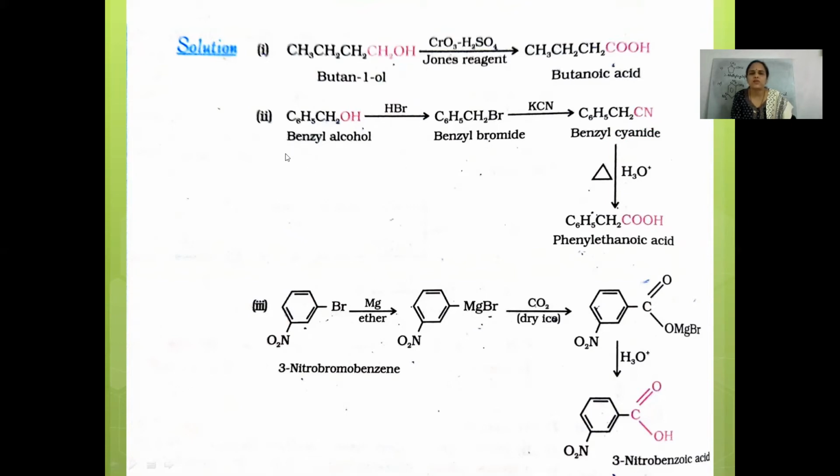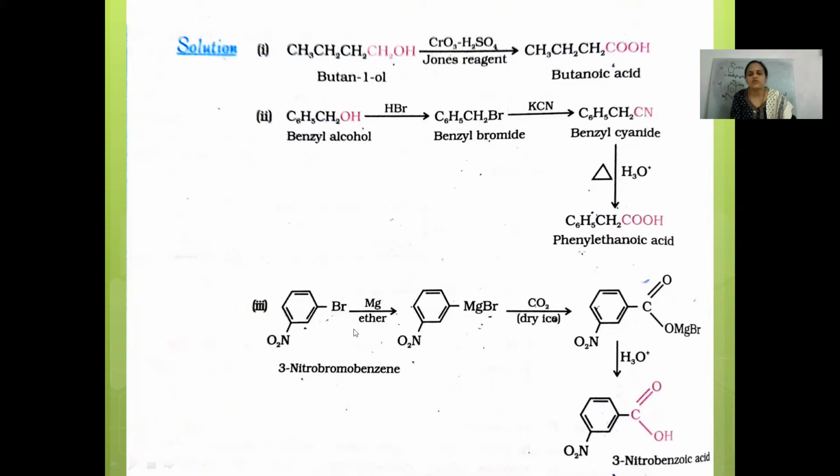Then benzyl alcohol, you need to convert it to phenylethanoic acid. Benzyl alcohol is C6H5CH2OH. Treated with HBr, a nucleophilic substitution reaction takes place. So OH gets replaced with Br, forming benzyl bromide, C6H5CH2Br. This is treated with KCN, and this results in giving you benzyl cyanide, C6H5CH2CN. This undergoes hydrolysis, and this results in giving you phenylethanoic acid, C6H5CH2COOH. Phenylethanoic acid is formed.